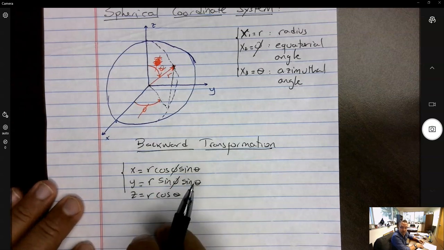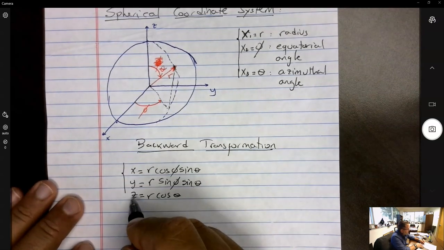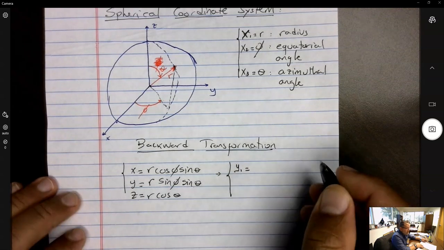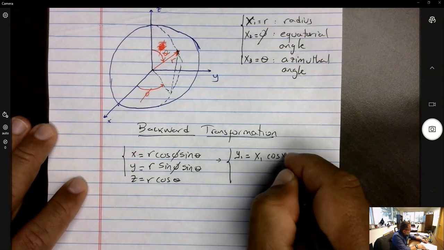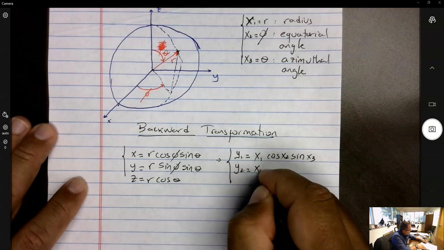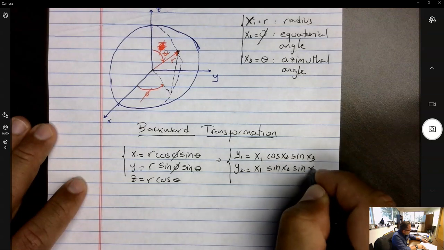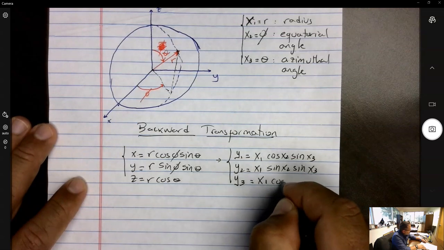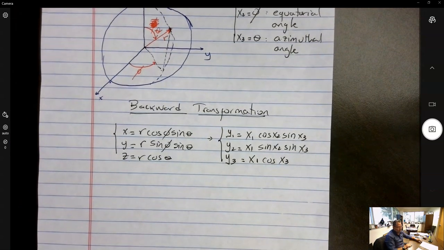So this is the transformation between the spherical coordinate system, defined like this, and the Cartesian coordinate system. This will also be denoted as y1 equals x1 cosine of x2 sine of x3. y2 is equal to x1 sine of x2 sine of x3. And y3 is equal to x1 cosine of x3. All right, that's the backward transformation.